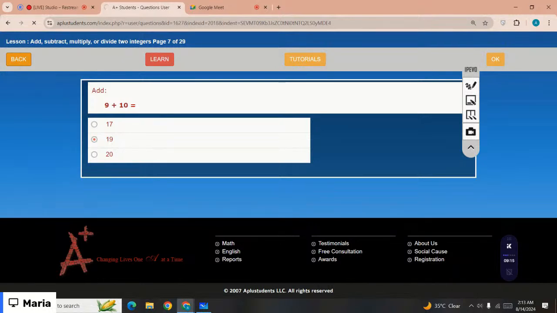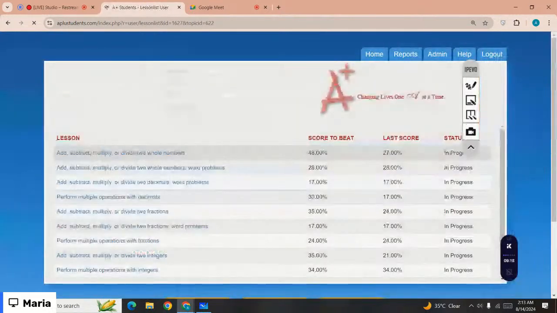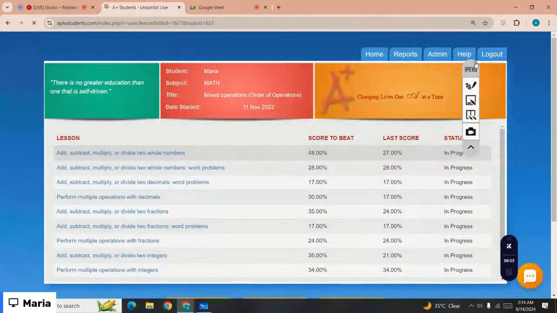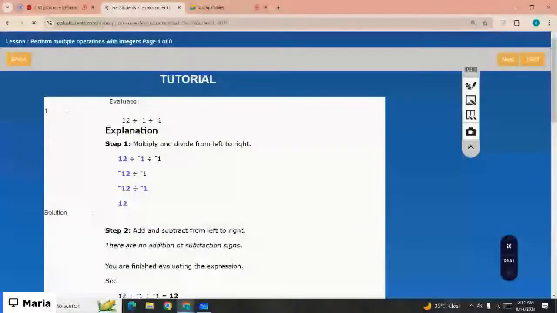And the next lesson is, that is, perform multiple operations with the lesson.